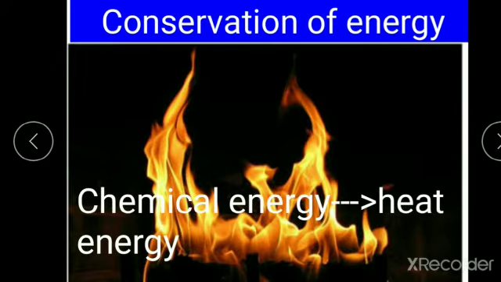In the previous video we were discussing the energy transformation. Hope you have gone through that and understood how one form of energy can be changed to another form. Okay, so in today's class we are going to see conservation of energy.